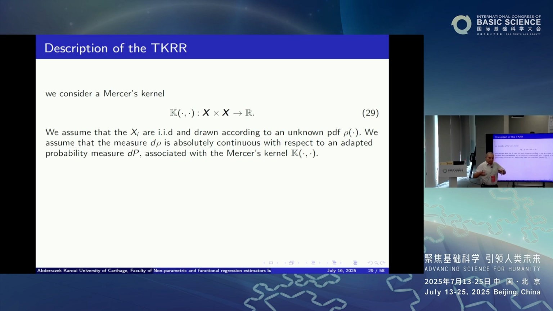You have a kernel, say a Gaussian kernel, but you apply this Gaussian kernel to real data, and you don't know the probability density behind the covariates. You cannot say that the probability density is Gaussian. So we have to assume that the law is unknown.